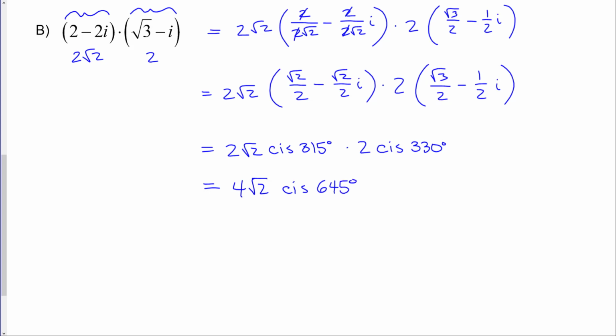Now, the only problem with that is that 645 is outside of my range of 0 to 360. So I want to get something that's coterminal to that. So if I take 645 and subtract 360, that gives me 285 degrees. So this is the same as 4 root 2 cis 285 degrees. And we'll leave our answer in trig form, so at this point we're done with that particular problem.